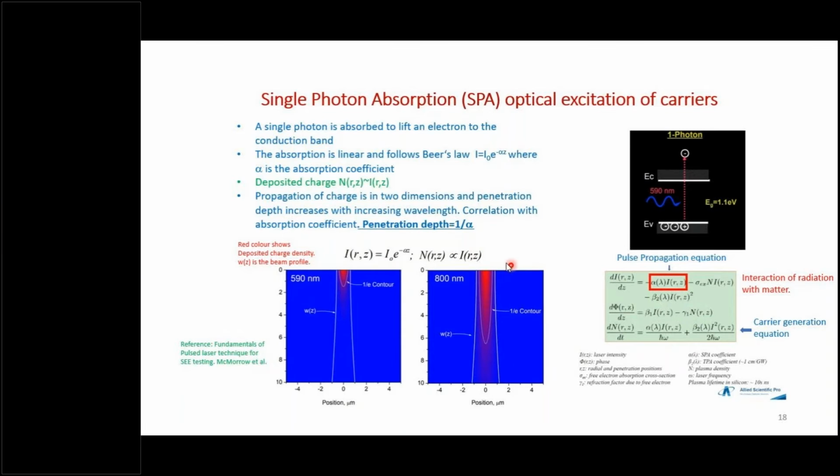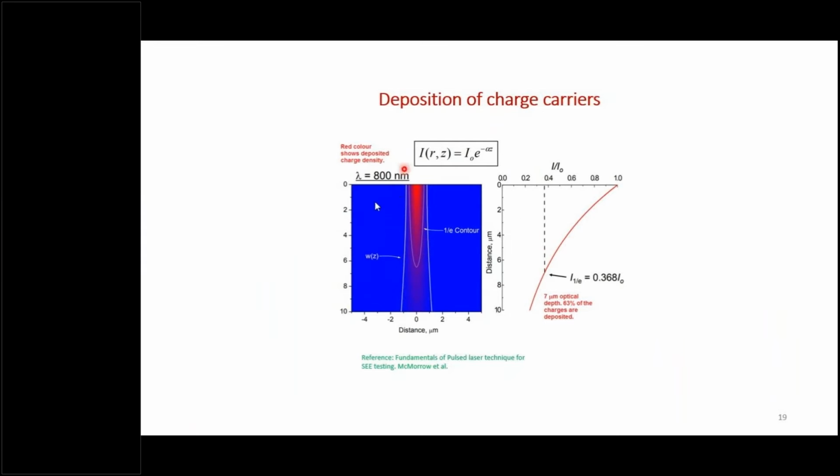You can see that the beam is very strong at the surface, and then eventually as it propagates through the material, it gets attenuated. Along its way, it deposits charges. The red color represents deposition of charges, and this is called the 1 over E contour. So here, like 63% of the charges are deposited, and the intensity of the beam is reduced to 36% of its original value. So for a 590 nanometer, this is pretty short, less than 2 micron. For 800 nanometer, this is about more than 6 micron. Here again is the picture for the 800 nanometer and the 7 micron optical depth. 63% of the charges are deposited.